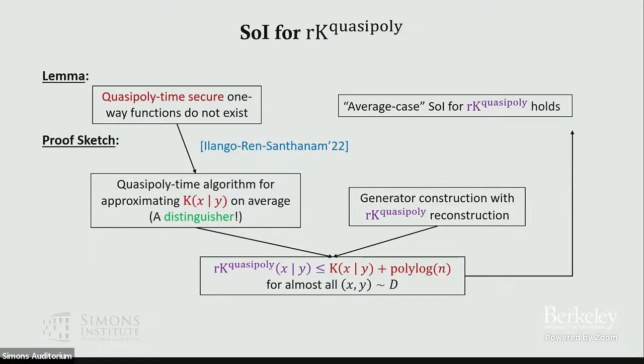Like we have seen in some of the previous talks, we can use such a heuristic as a kind of distinguisher and combine it with a certain generator that has an rKt-style reconstruction property, that has a reconstruction procedure. And this will allow us to show that the rKt complexity and the K complexity are very close on average. So these two are very close on average. Then we can just take the symmetry of information theorem for time-unbounded K complexity and replace K with rKt. And this will give us an average case symmetry of information for rKt.